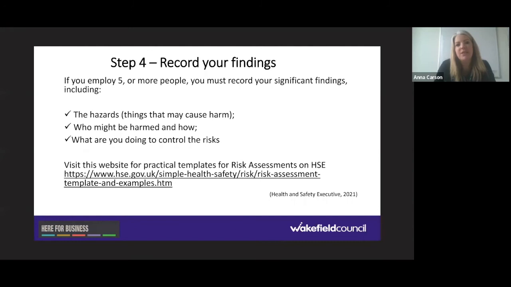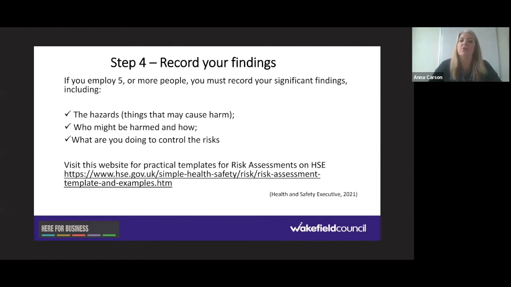So the fourth step is to record your findings. If you employ 5 or more people, it's a legal requirement to record your significant findings. And the significant findings include the hazards that we've identified, so the things that may cause harm, who might be harmed and how, and what you're doing to control the risks. And these are the steps that we've already talked through already. Now, to record your findings, on the Health and Safety website, there is an example template, and there are also lots of example risk assessments. You can search by business type, and there's lots of examples there.